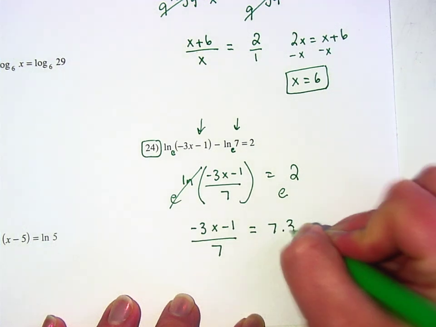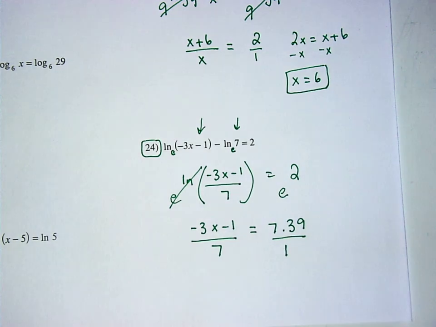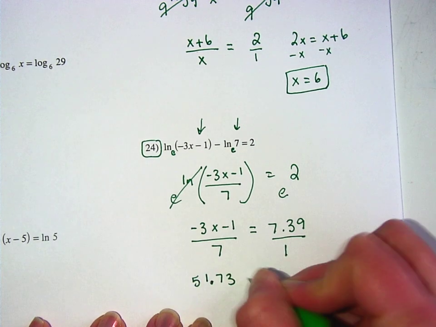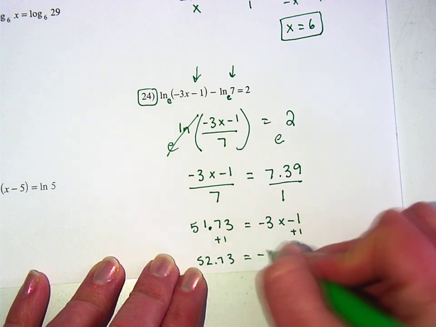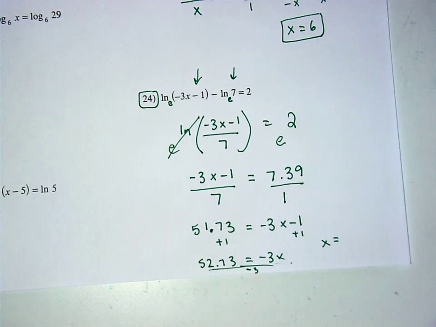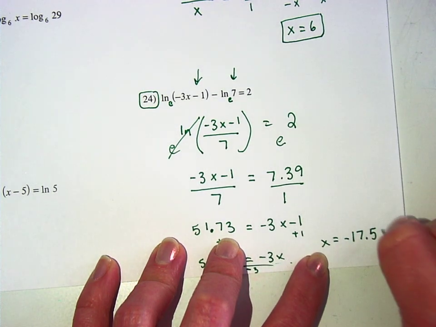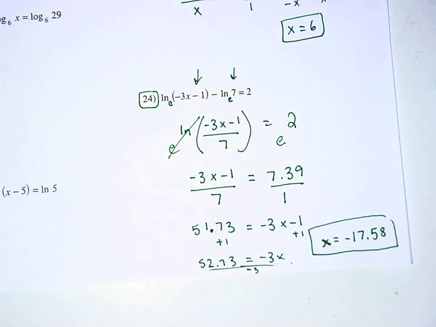Which is 7.39 about. And then if you cross multiply, 7.39 times 7, I got 51.73 equals negative 3x minus 1. Add 1 to both sides. And divide by a negative 3. Negative 17.5758. I'm a little off from the actual answer because I rounded. So it sounds like the e squared is what got you guys.